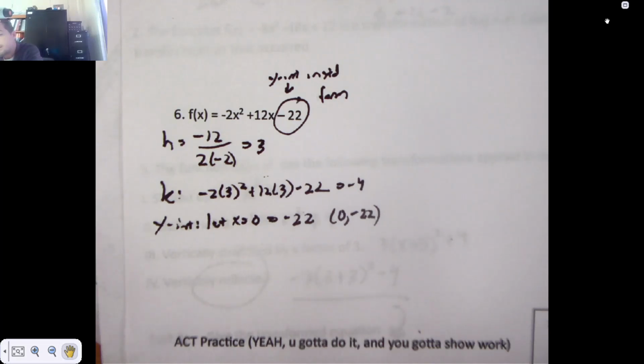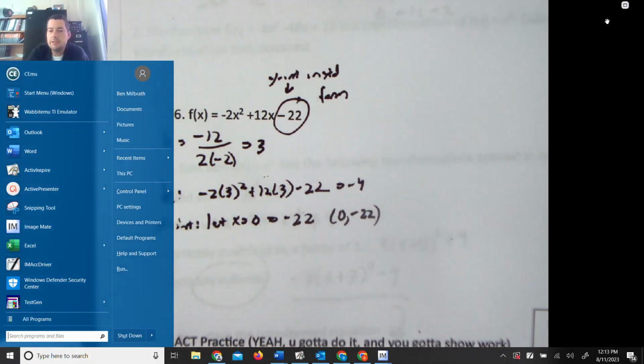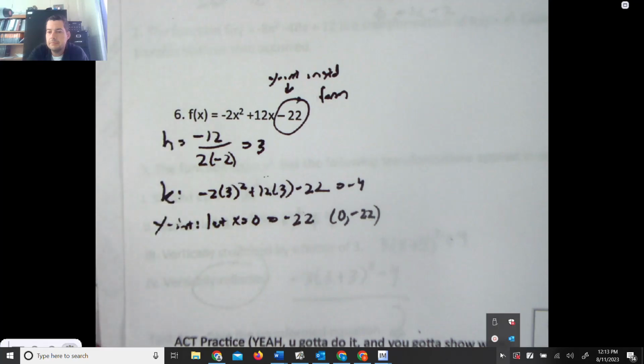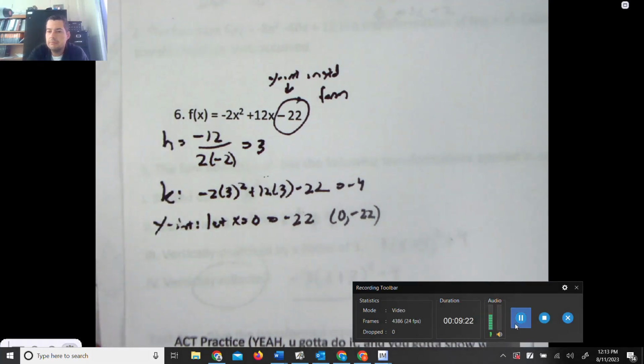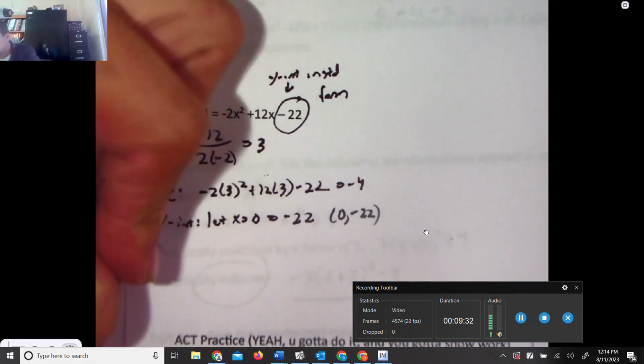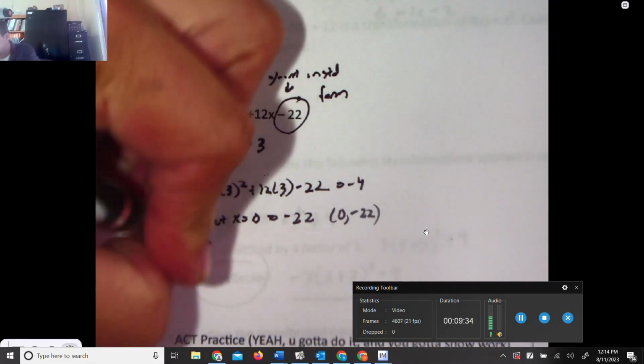X-intercepts. I might should have thought about this problem before I assigned it, because I'm not sure if it factors. So let me pause the video real quick. Not a big deal if we have to do something else. You need to learn it anyways. So it actually doesn't have any x-intercepts, and this is how I know. I'm just going to do the work here. X-intercept, we let y equal 0.